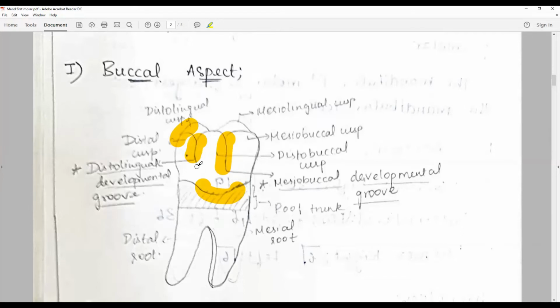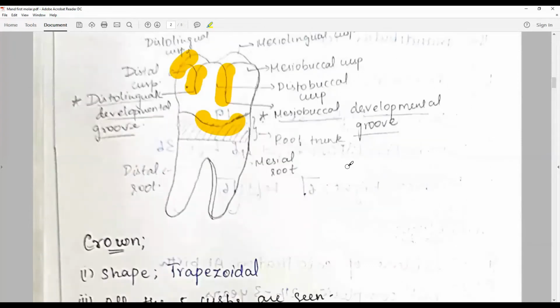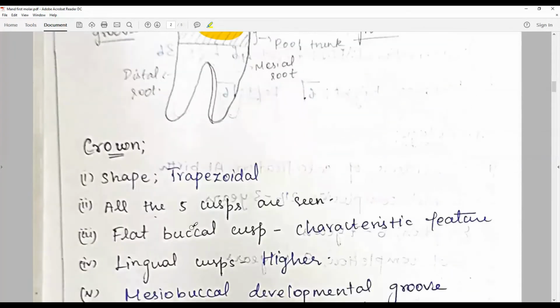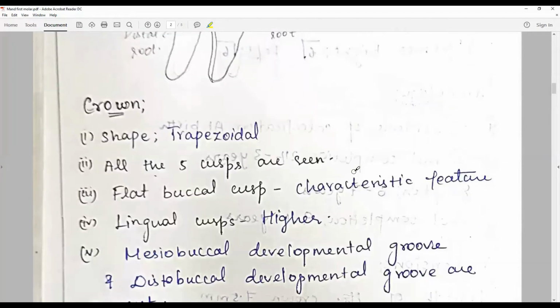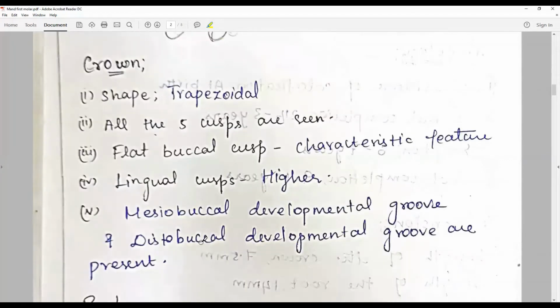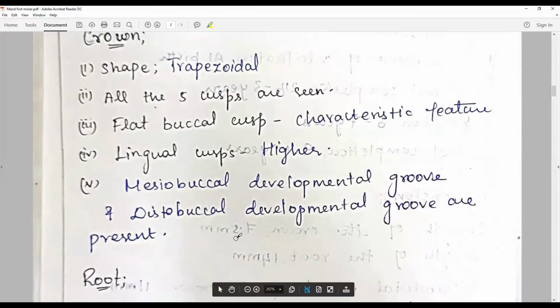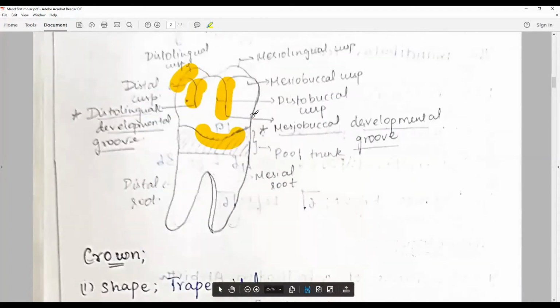This is a very rare phenomenon; it is not always present in all teeth. From the buccal aspect, it is trapezoidal and 5 cusps are seen, with flat buccal cusps and higher lingual cusps, so all 5 cusps are visible. The mesiobuccal developmental groove and distobuccal developmental groove are present, dividing the tooth into 3 cusps: mesiobuccal, distobuccal, and distal.